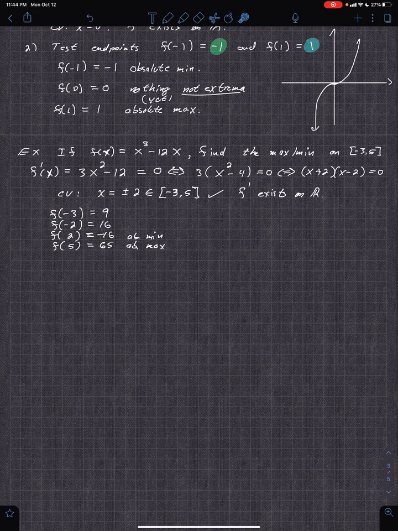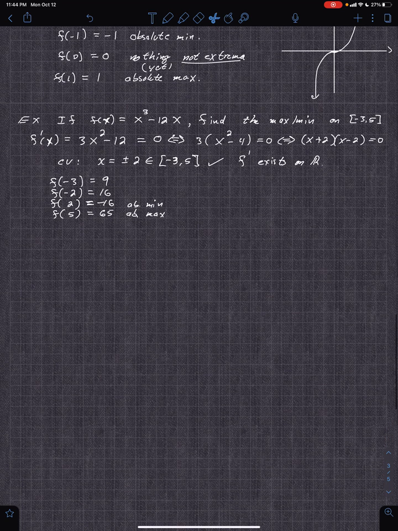Okay, so we'll talk about this. This graph probably does something like this. Probably goes like that. So you got a max, min, and then we tested endpoints. That's probably what's going on. And again, that's later stuff, but we will be graphing all these things.